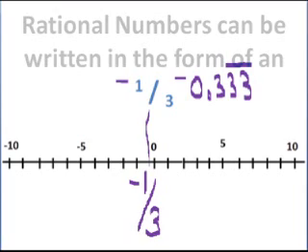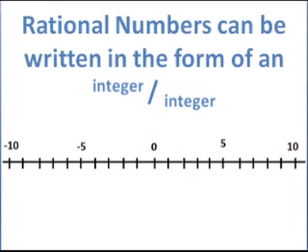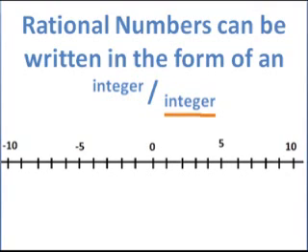It has a pattern. If we're looking at -8/2, that's just -4, and if we're looking at 8/2, that's just 4. Same thing here. Here we have 1/2, 2/2, 3/2, 4/2, 5, 6, 7/2, 8/2. 8/2 is the same thing as 4. Alright, rational numbers can be written in the form of an integer over an integer.